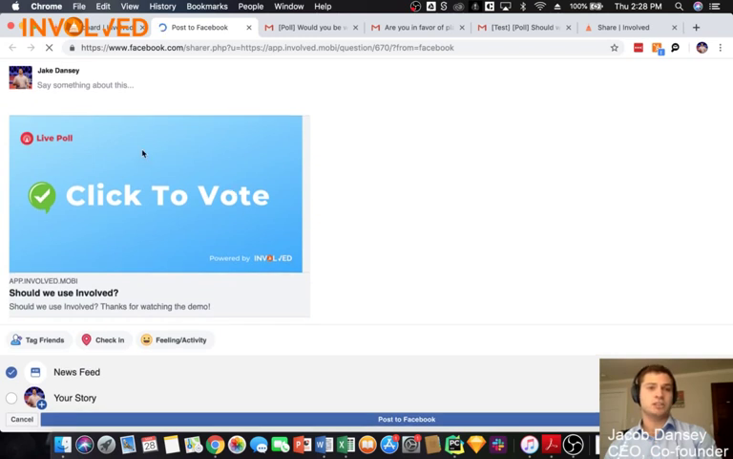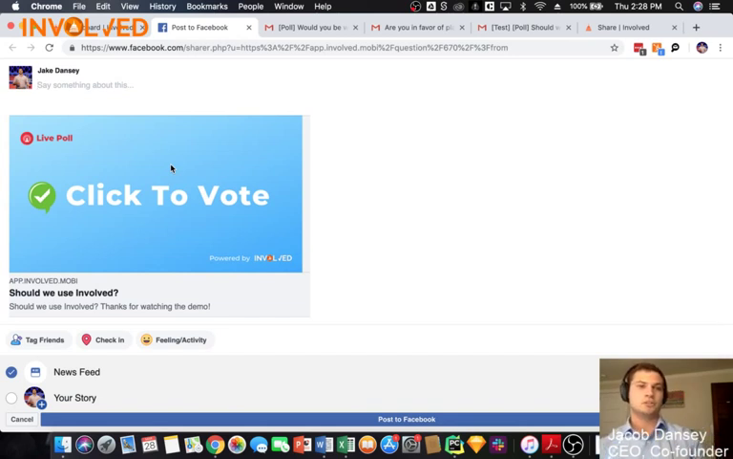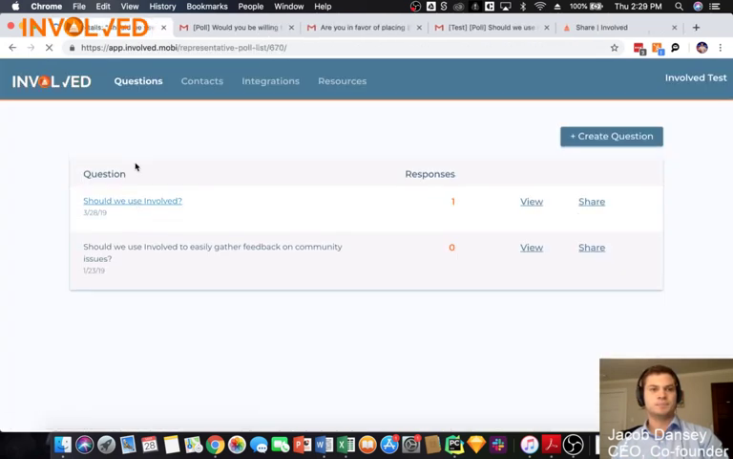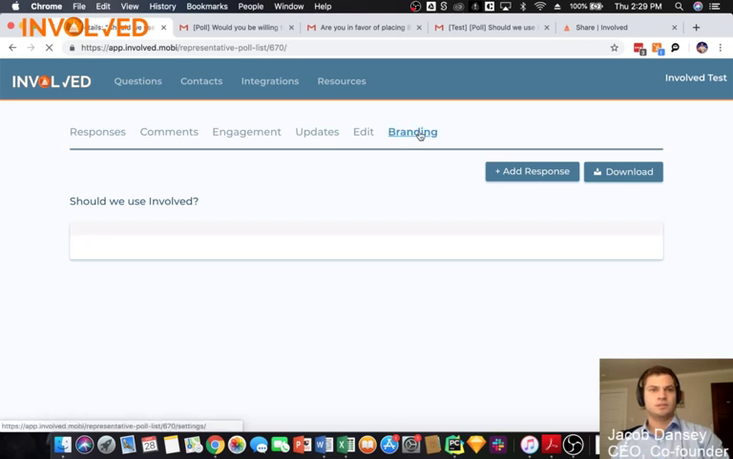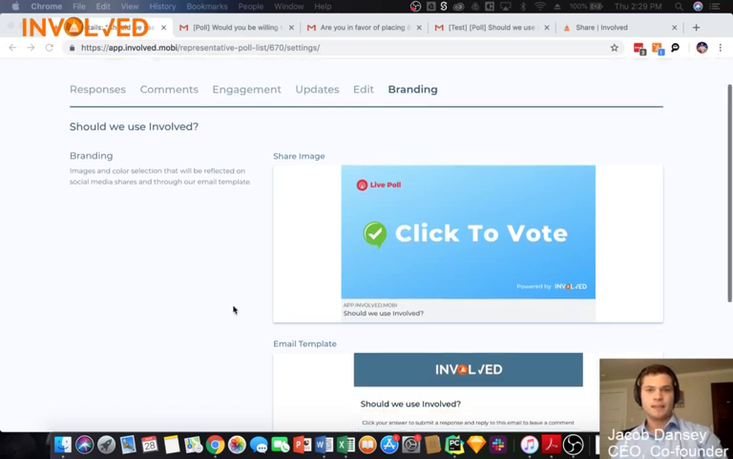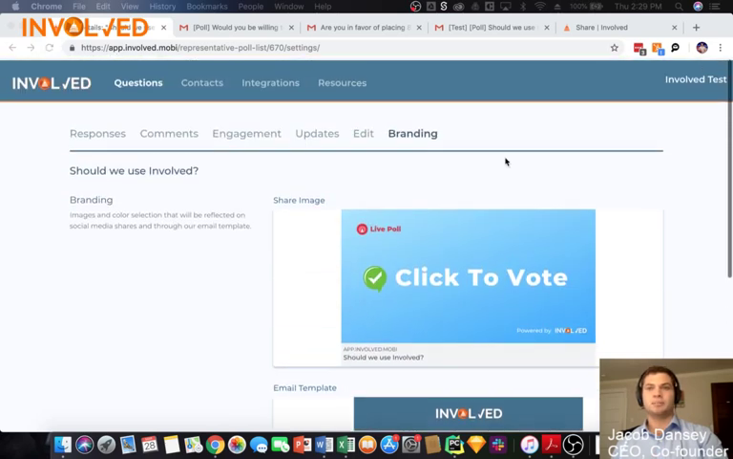And these images are totally customizable. We actually have a default one that includes your logo and the question that you're asking. And it's just been an incredibly engaging way to bring more people in. So this is customizable. And so is the header, and you can add your own logo to the email template as well.